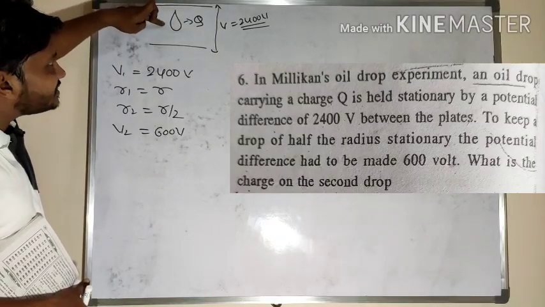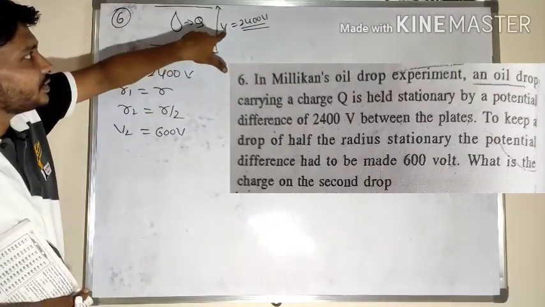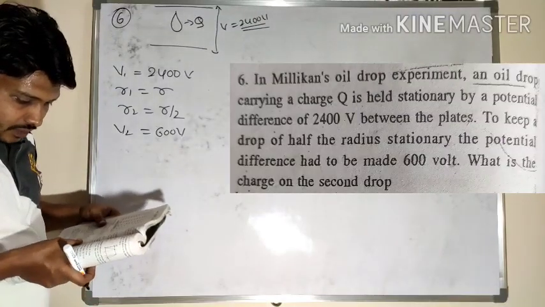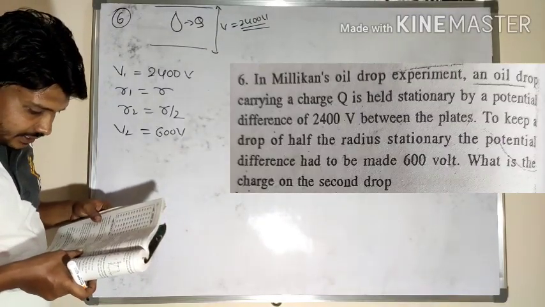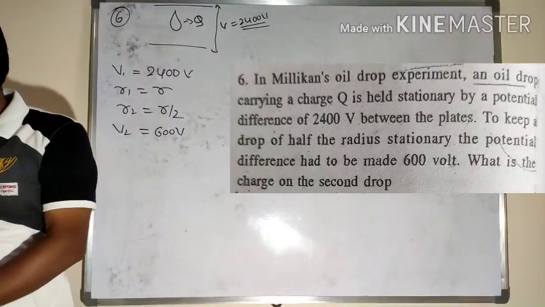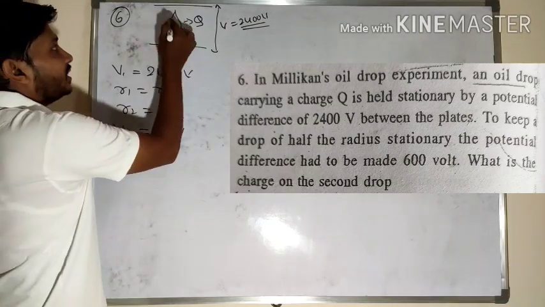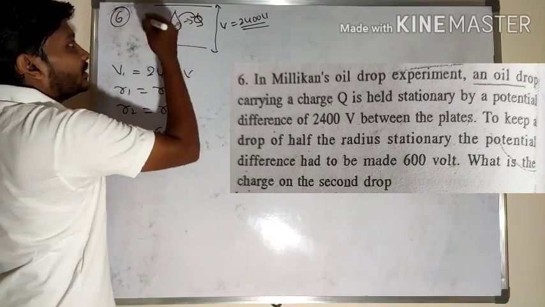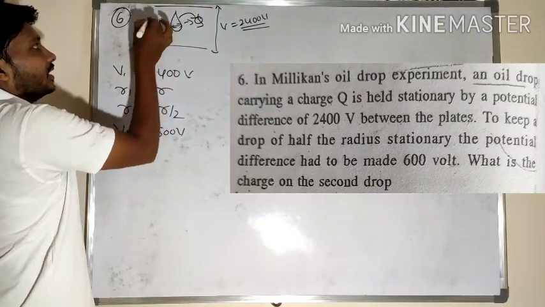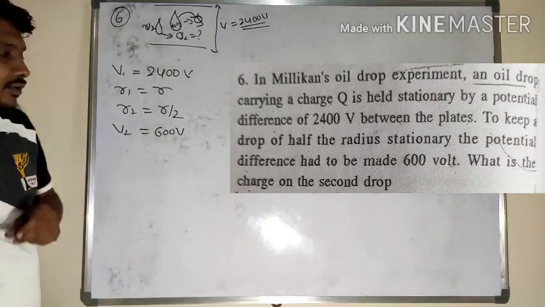Now they are going to decrease that oil drop radius to half of the initial value. In that situation, how much potential does it require? 600 volt potential it requires. What is the magnitude of the charge on the second drop? I want to calculate that. For example, in the first drop, if the radius is R, its magnitude is Q. If the radius is R by 2, what about the charge? I need to find out the Q2 value here.